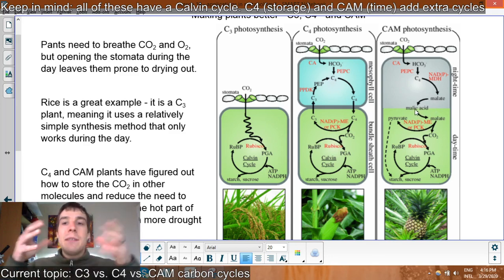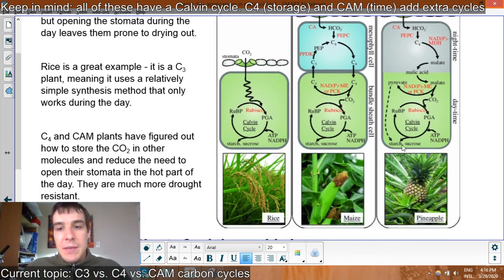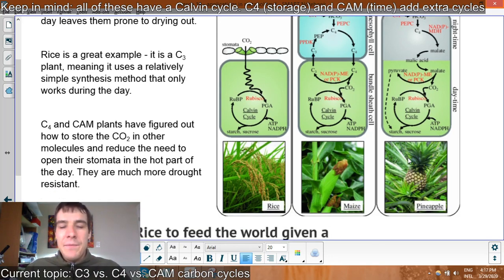That way it opens its stomata at night to pull in the CO2 and push out the oxygen, and then it can keep them closed during the day. So you can imagine that a lot of desert plants will use this method, cactuses and stuff like that.